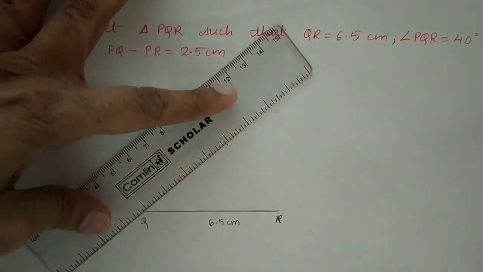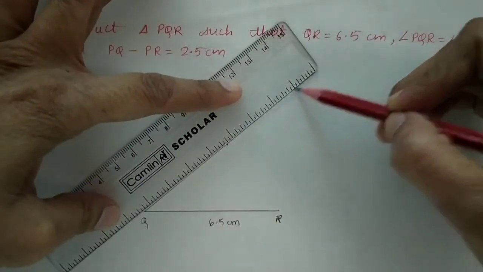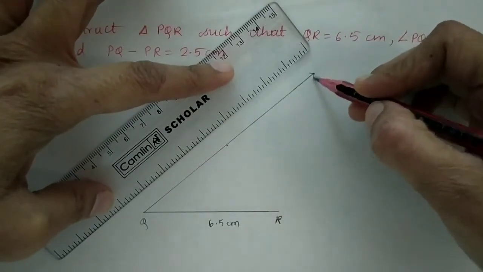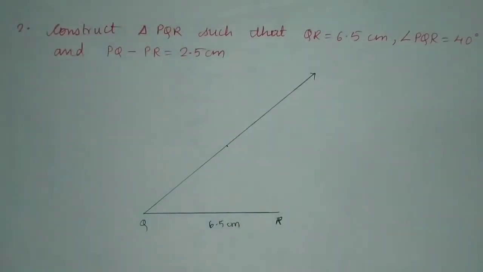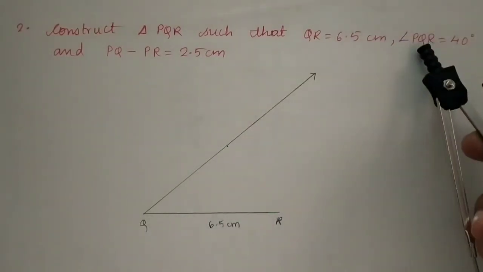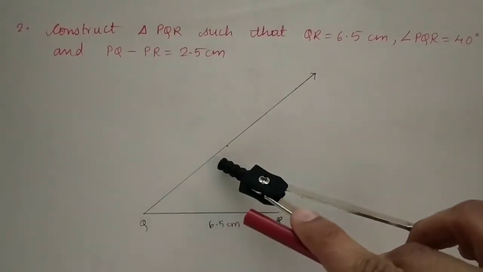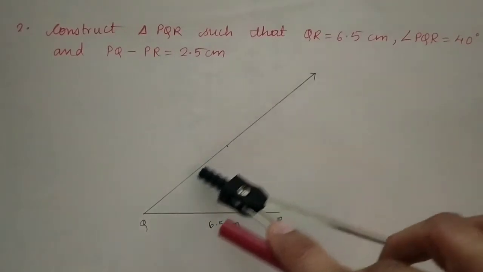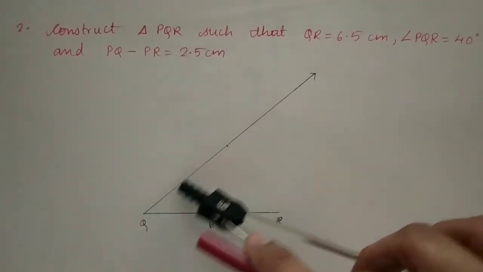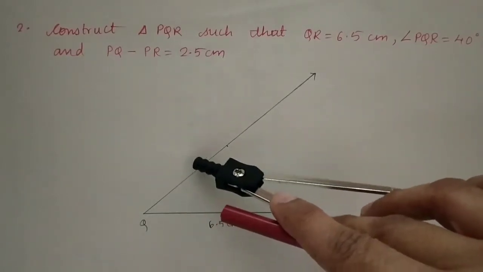So I draw this ray, a long ray. Then I will be making use of this PQ minus PR. So again check, our angle is PQR, which is given to us, and this is PQ minus PR. So again we will be drawing the arc up. If the subtraction is from the side of the angle, this minus this, then you can draw the arc on the upper side.